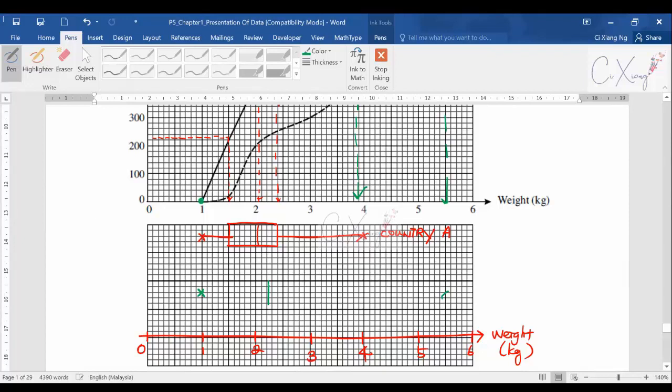Okay, so wait, 4 point. Okay, and then after that, another one is 4.5 something. Okay, so if you join it together, then your graph should look something like this. So this is for country B.